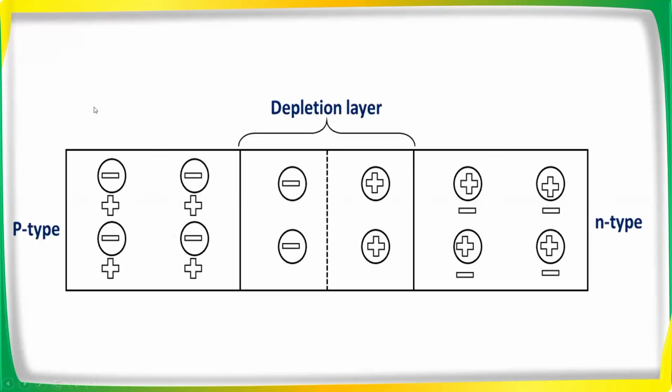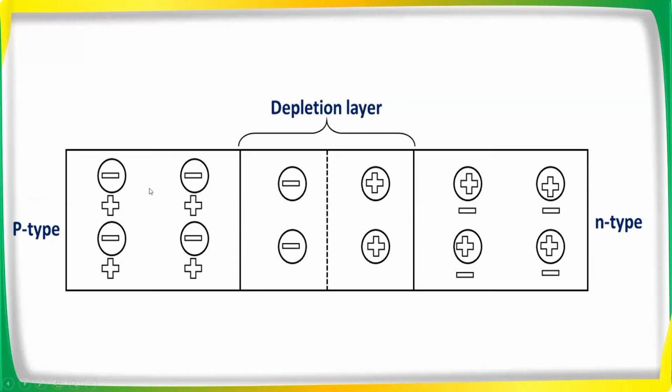Looking at it from a diagram, you can now see these electrons have now been neutralized to the positive. So here we have nothing. We only have fixed ions. Fixed ions that are uncovered. This side we shall have electrons as the majority and holes as minority. Here we have holes as majority, electrons as minority, and a depletion layer in between.